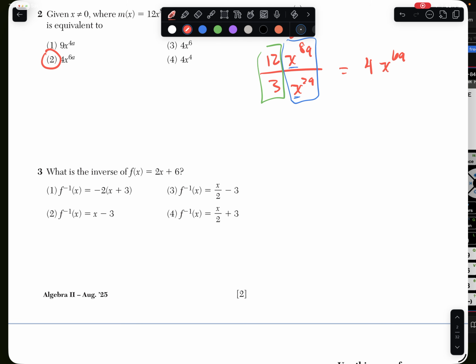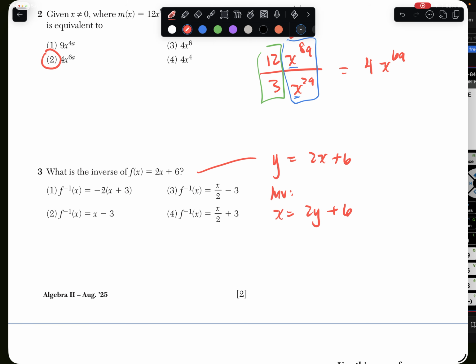Okay, what is the inverse of f of x is equal to 2x plus 6? So first thing I'm going to do is change f of x to y. So y equals 2x plus 6. Now to do the inverse, I'm just going to switch my x and the y. That's quite literally what the inverse is about. We're just flipping it. So x is equal to 2y plus 6.